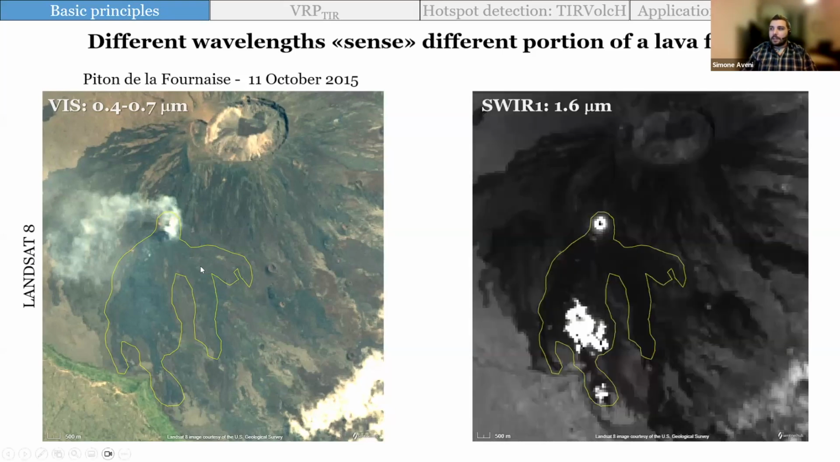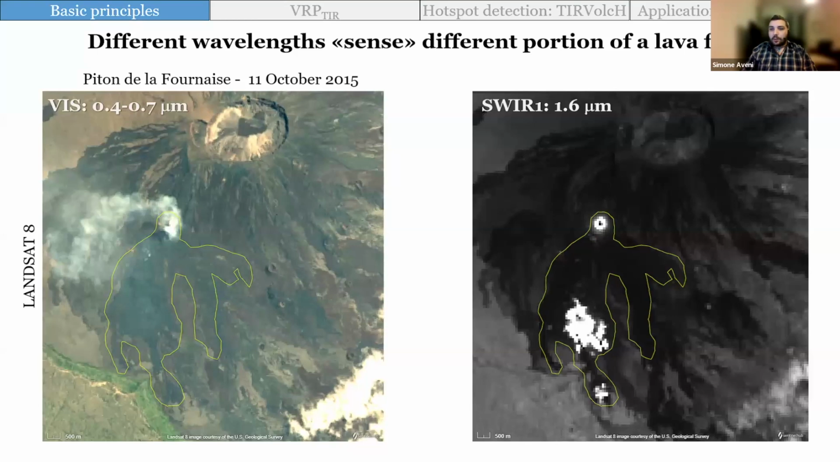This is what the same image looks like in the shortwave infrared at 1.6 microns. We can see some bright regions that are indeed associated with a thermal anomaly sourced by those thermal features within our lava flow, which is approximately at 1200 Kelvin, which means it's what is active right now, or what has been emplaced in the last half an hour or so.